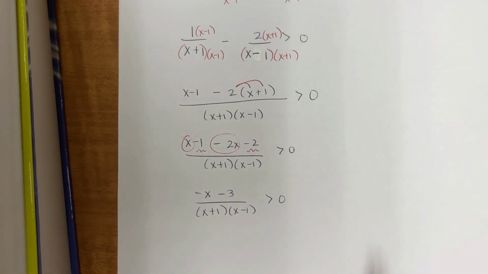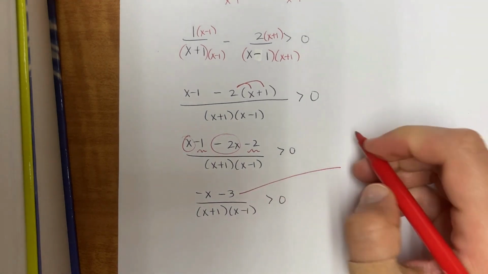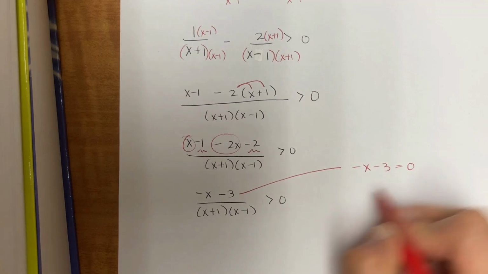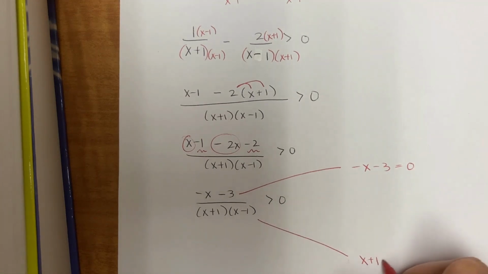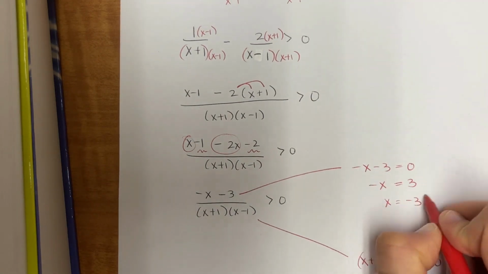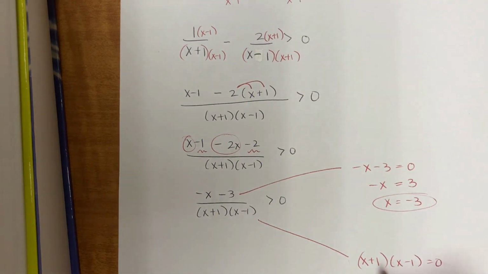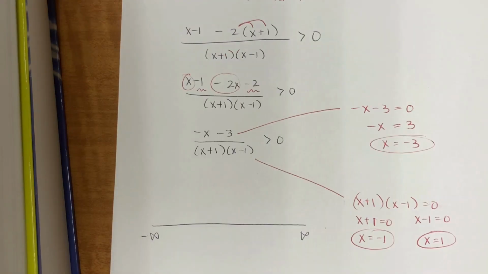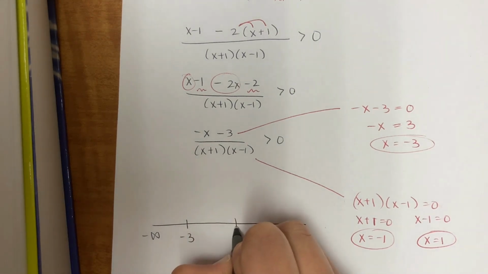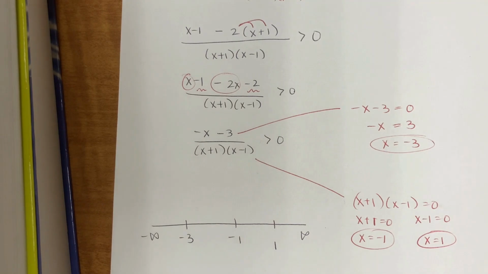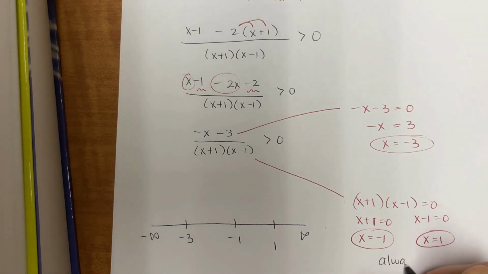So once you have the top all multiplied out and distributed, step number 3, set the top equal to 0 and solve, and set the bottom equal to 0 and solve. For the bottom, since it's factored, set each factor equal to 0 and solve. Plot on a number line. Make sure you put your numbers in order from negative numbers to positive numbers. The bottom is always an open circle.